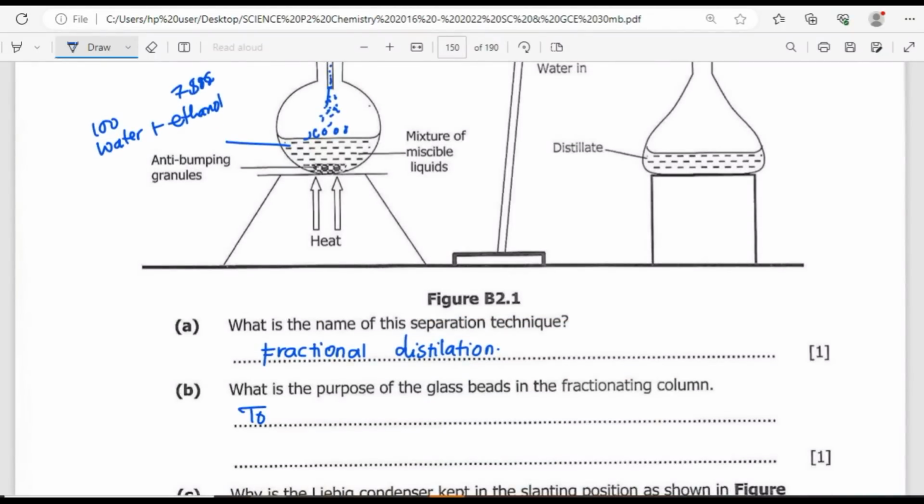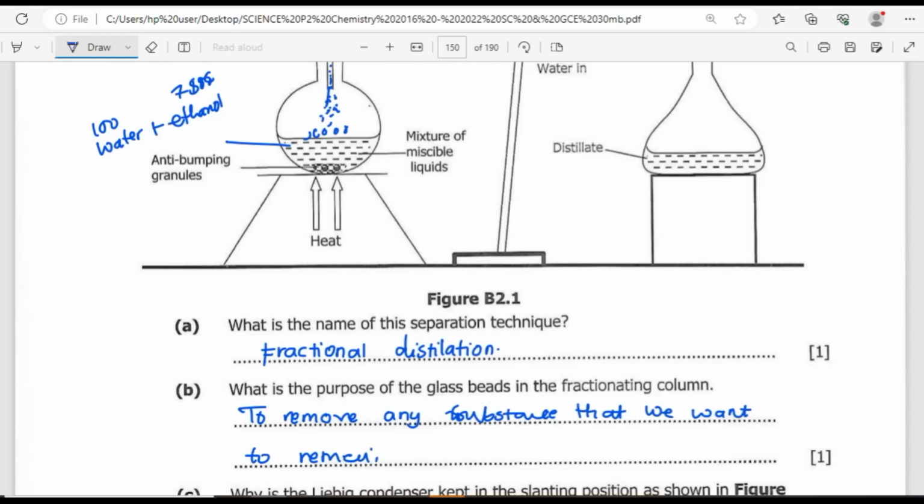So to remove any substance that we want to remain. We can't, let's not say any water vapor.